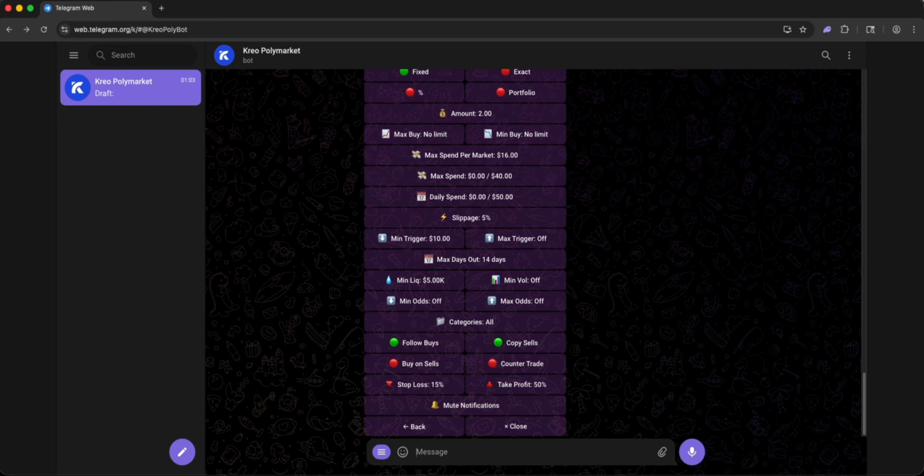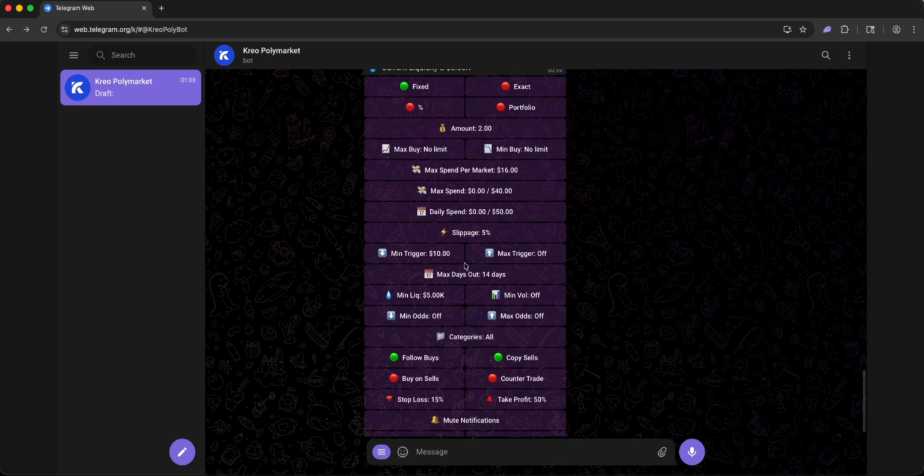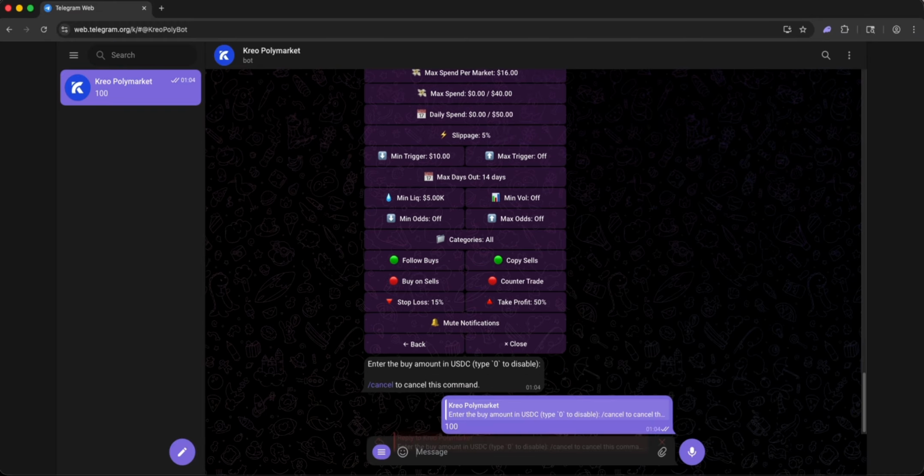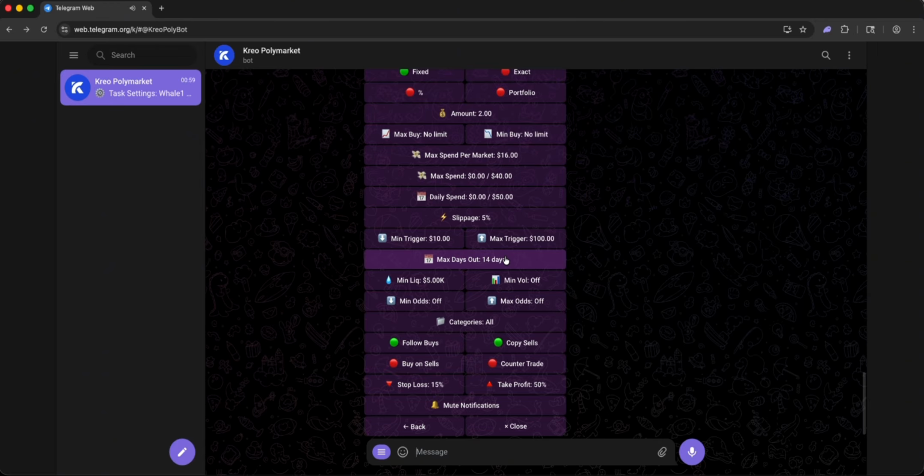This does not mean that Creo is going to buy me in $10 necessarily, because we have fixed amount enabled here, for example, but this just determines what trades I get filled into. Same for max trigger. If, let's say, we set max trigger at $100, Creo will only buy me in when the wallet I am copying buys in less than $100 into a position.